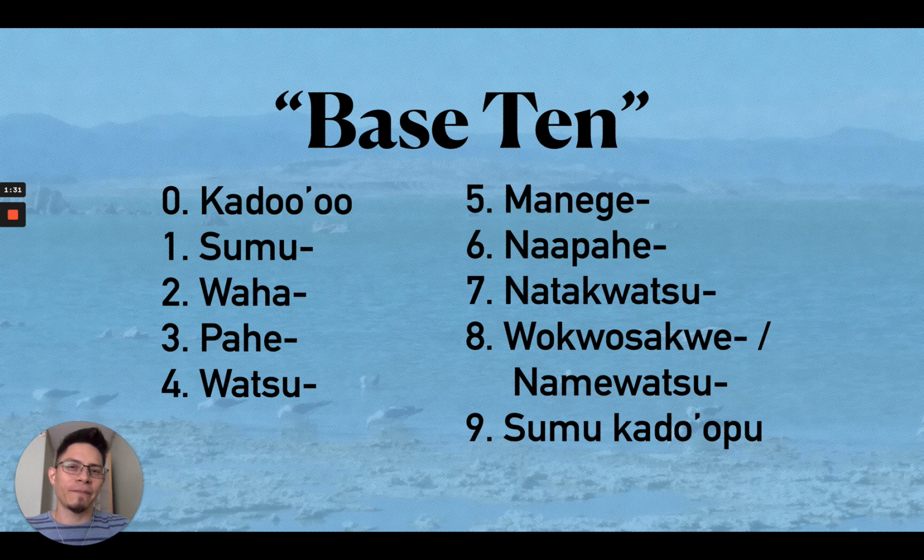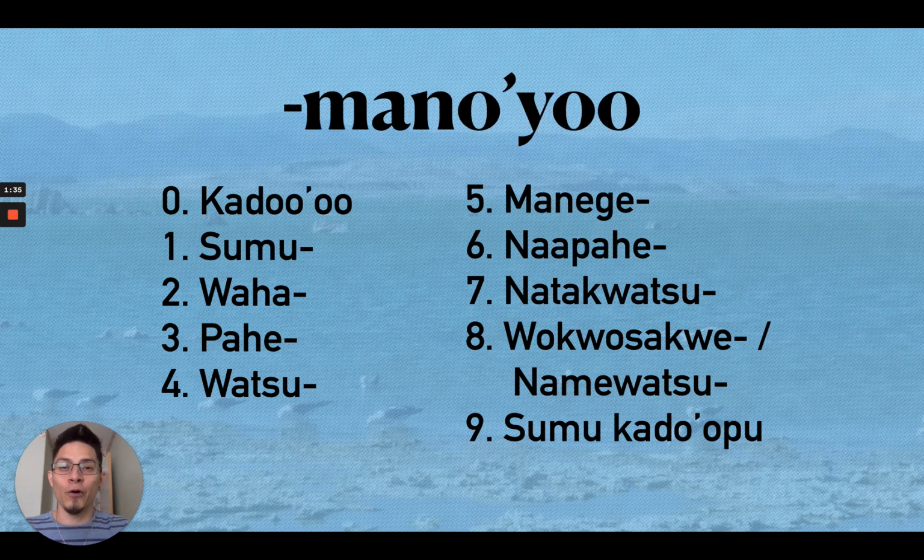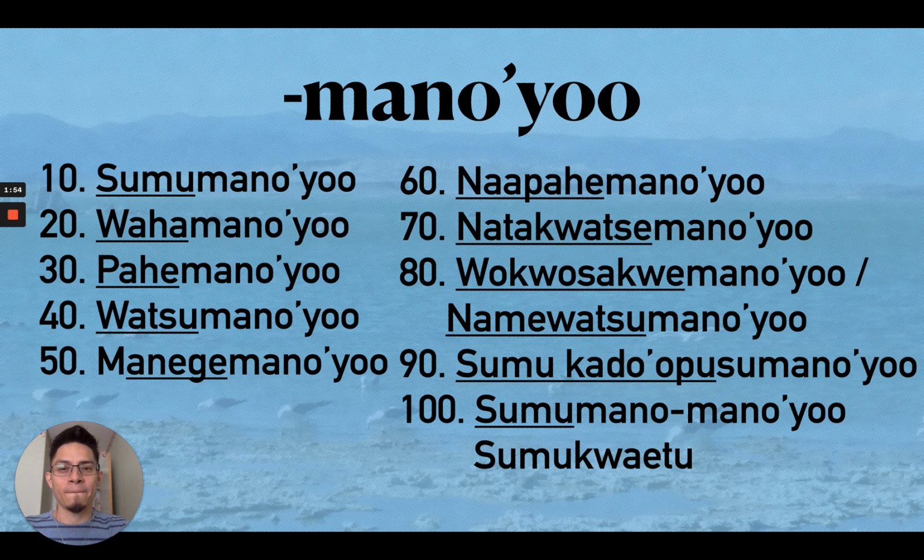So the first thing you'll want to add is mano'yu. This is the suffix used to form larger numbers by tens, such as 10, 20, 30, 40, 50, etc. You add this suffix mano'yu to the end of these root words that you see here. And this is what it looks like.